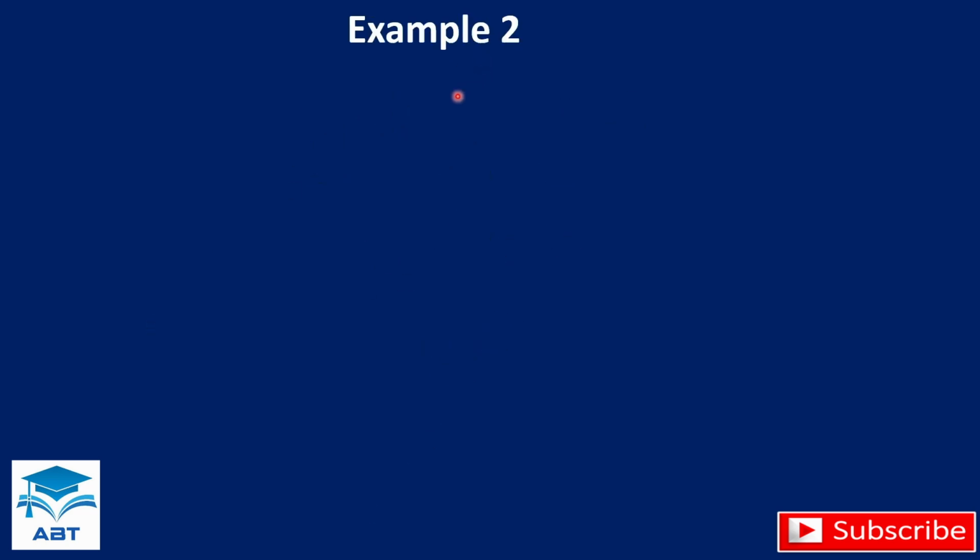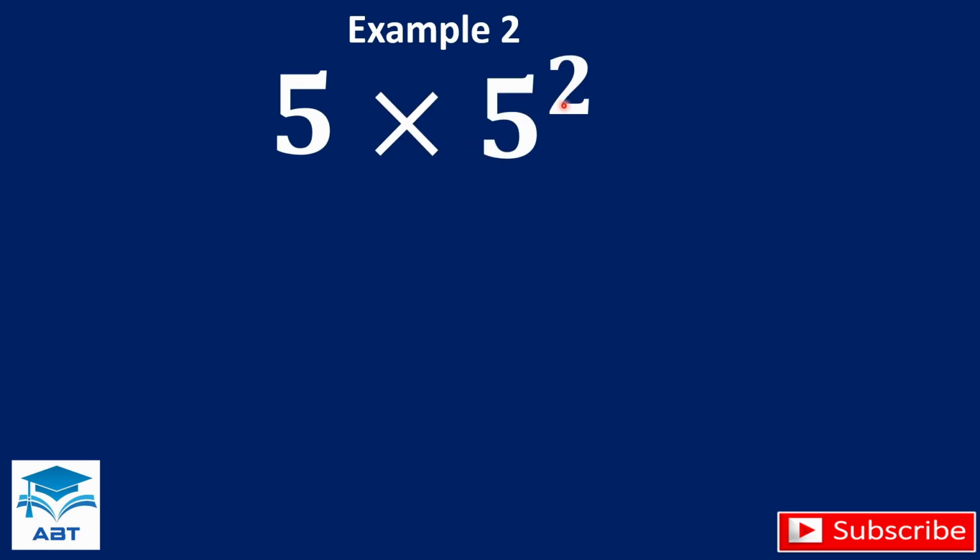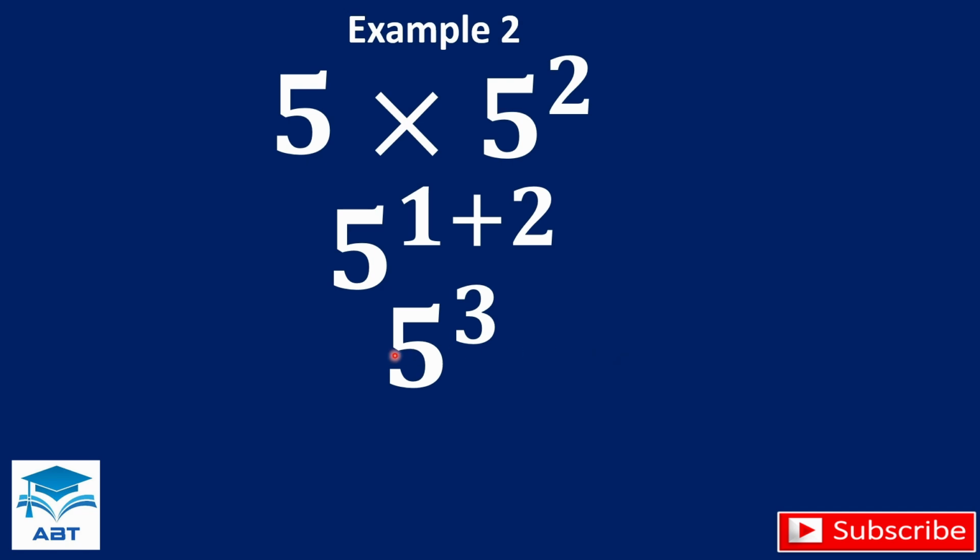Another example, we have 5 times 5 exponent 2. The bases are the same, we have 5 and 5, so we maintain the base. We add the exponents. Remember, there is 1 here, but it is not written. So we have 1 plus 2. 1 plus 2 is 3, so we have 5 raised to the power 3. And 5 exponent 3 will give us 125.